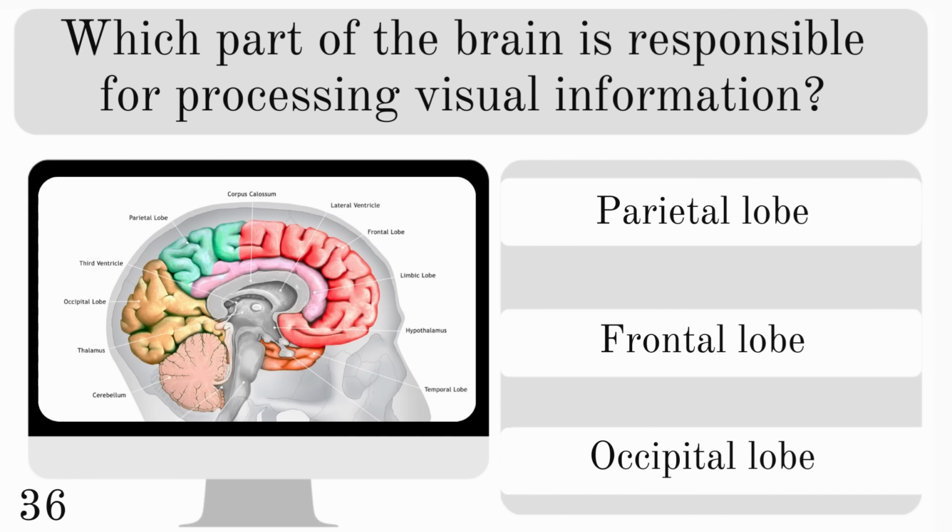Which part of the brain is responsible for processing visual information? Is it the parietal, frontal, or occipital lobe? And it is the occipital lobe.